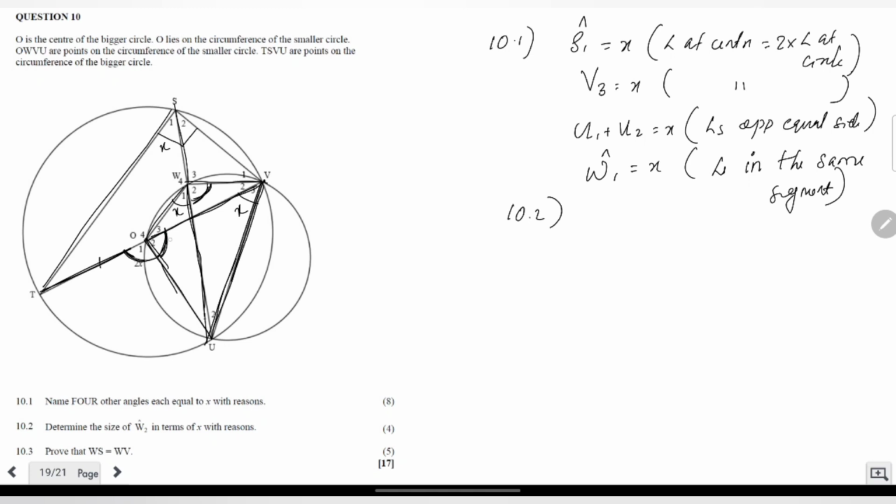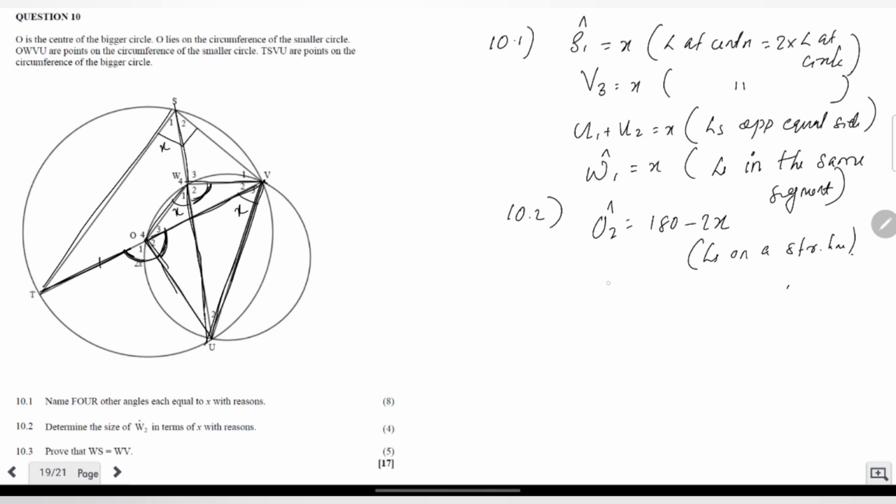Because O1 is 2x. Okay, angles on a straight line. So 2x plus O2 is equal to 180. So O2 is equal to 180 minus 2x. Reason is angles on a straight line.